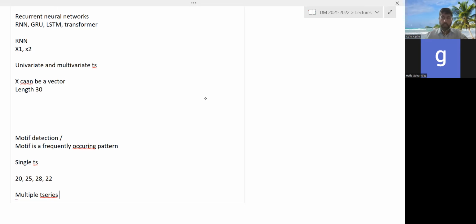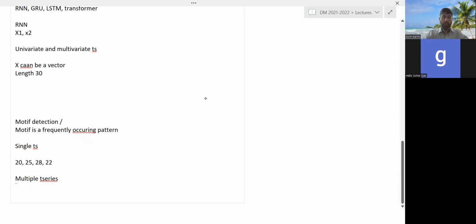We are not looking at a single time series. We are looking at multiple time series and a motif, a pattern that occurs in those time series. And other variations of applications are maybe you want to find contiguous patterns.